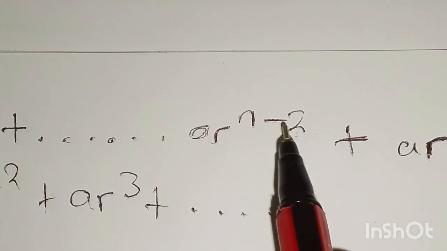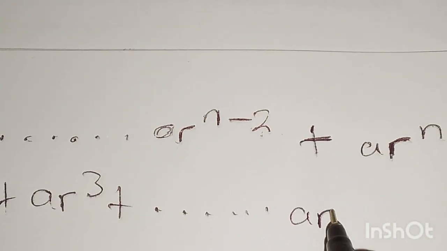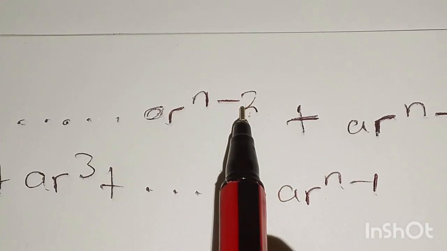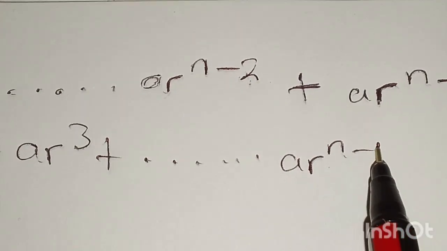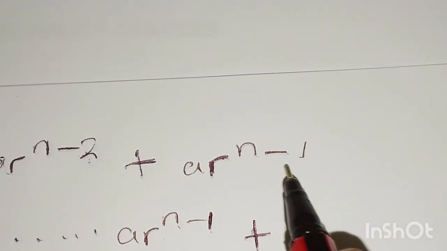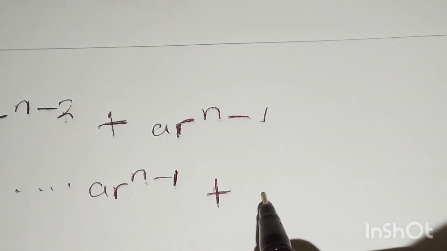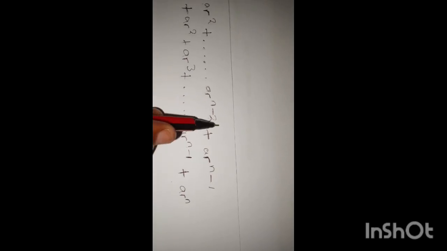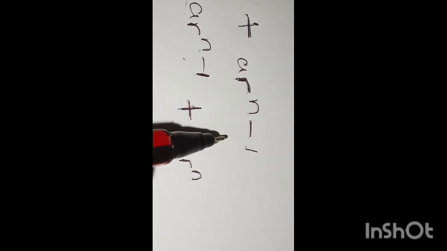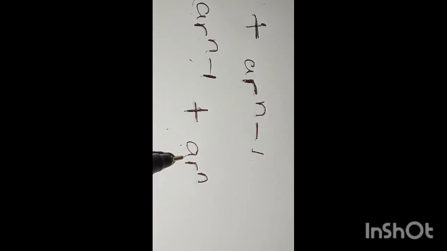So for A R to the power n minus 2, if we multiply by R, we add 1 to the power, so we have A R to the power n minus 1. Then for A R to the power n minus 1, if we multiply by R, we are going to remain with A R to the power n.